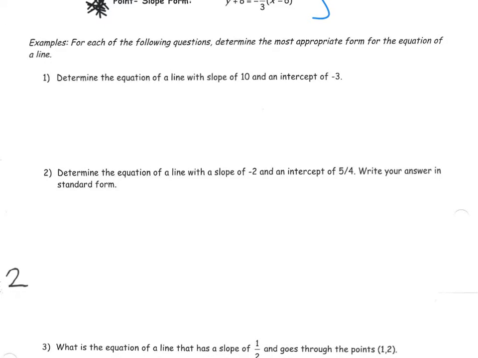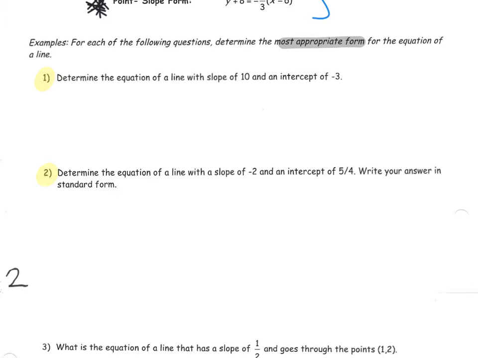Now, still on page 2, some of the examples. For the examples I provided, I say for each of the following questions, determine the most appropriate form. So really, it's going to depend on the information you're given. If you're given a point and a slope, you should use point-slope. If you're given a slope and an intercept, you should use slope-intercept. And if I tell you specifically to write it in standard form, you're going to write it in standard form. So I'm going to do the first two with you.